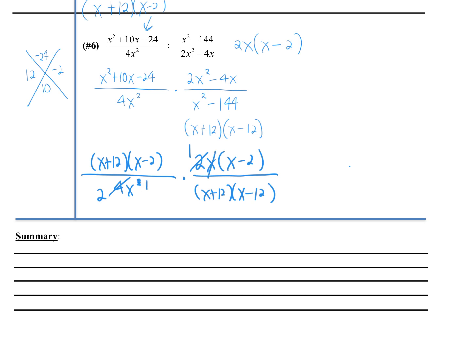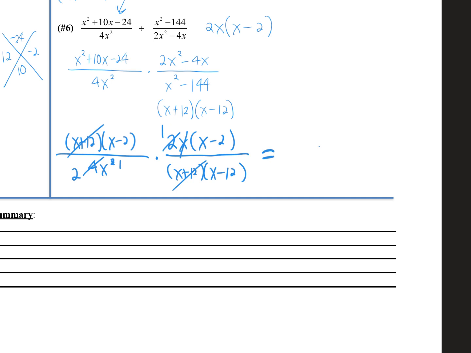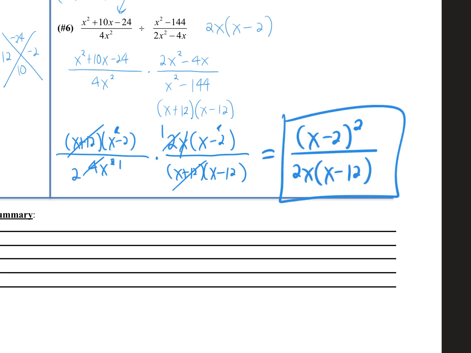All right, we have x plus 12 is going to cancel here and here. Is that it? I think it is. Now, it's a little tricky here, but how many x minus 2's do we have on top? We have 2, so I'm going to write x minus 2 squared to take care of this one and this one right here, okay? Over, what do we have on the bottom? Well, we have 2x times x minus 12. And that's our final answer, okay?